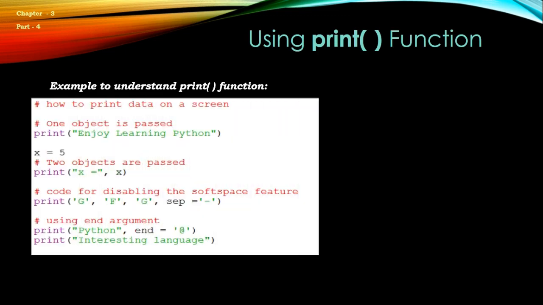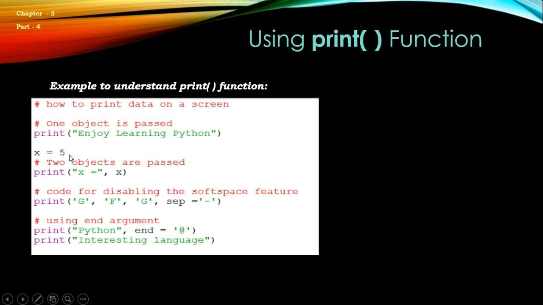See this example, and this code is in script mode. This example shows how to print the data on the screen. First we'll see one object passed, that is print in brackets. I've just written one message, that is, enjoy learning Python. So this is simply one message.